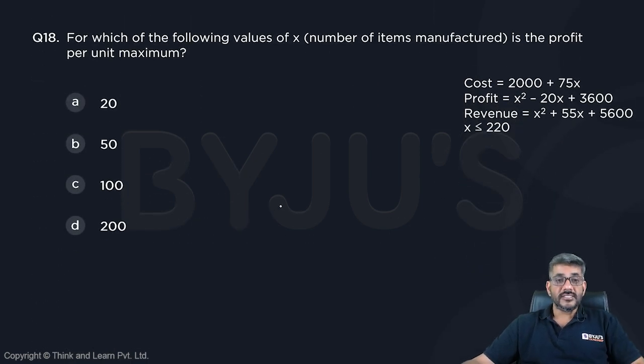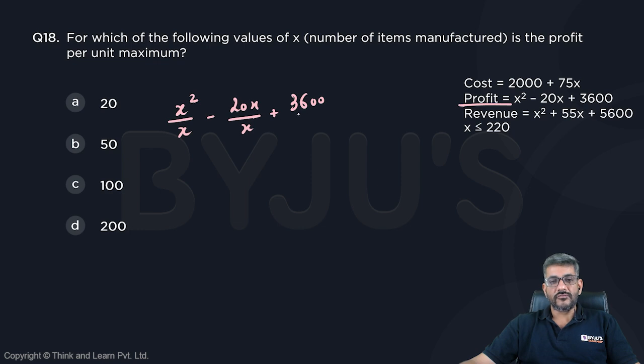Now this next question says, for which of the following values of x is the profit per unit maximum? Now what is profit per unit? If I divide the profit by x, the number of units, it will be profit per unit. This gives me x minus 20 plus 3600 divided by x.